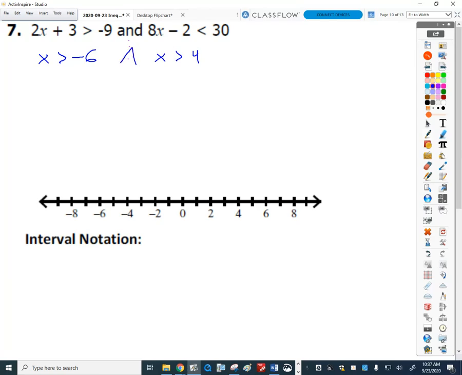Okay, so can I write this? Can I condense this into one compound "and" inequality, first of all? Let's put the x in the middle. How am I going to write that? x is always going to be greater than the lower boundary and less than the upper boundary, right? So x is going to be greater than -6, right? And less than +4. Everybody see that?